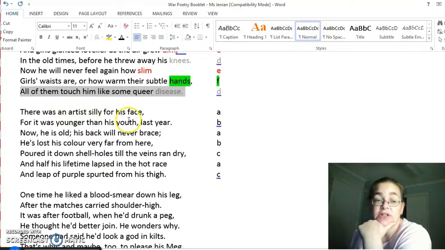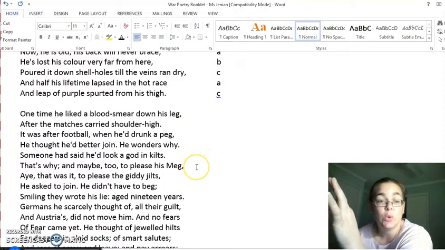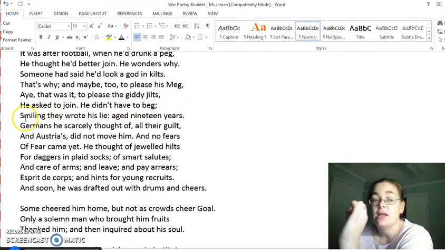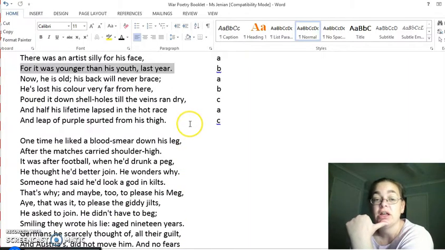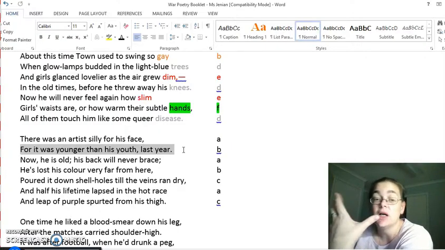There was an artist silly for his face, for he was younger than his youth last year. Now his younger than his youth is a reference to down here when he didn't have to beg to join the army. They wrote his lie, aged 19 years. So when he joined the army, he was younger than 19. 19 is already, you'd say, pretty young to be joining the army. So he was younger than his youth.